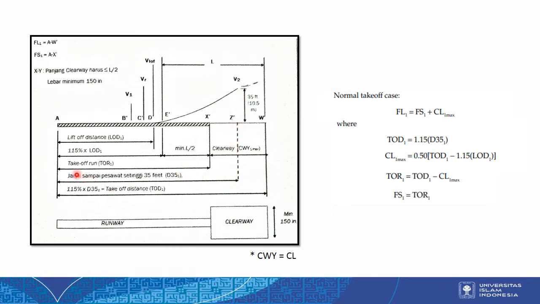This is the D35 one, and the takeoff distance is 115% multiplied by D35 one, and this is the clearway. So these are the equations to calculate the TOD, TOR, and the CL1 maximum.